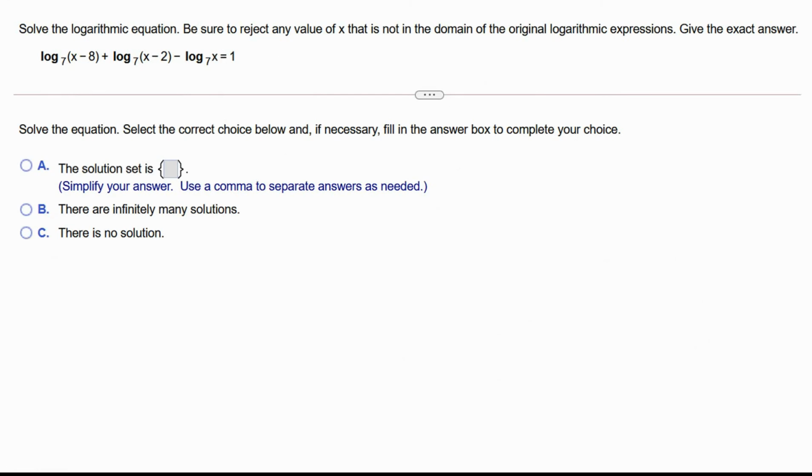All right. So let's look at this. Again, you remember logs plus, that means we're going to multiply. Minus means it's going to be a fraction downstairs. So this is log base 7 of x minus 8 times x minus 2 all over x. And that guy is equal to 1. I use the definition. So this is base 7 raised to the first power. Where's the first power? That's it right there. That's equal to all this stuff right here. Remember that definition.